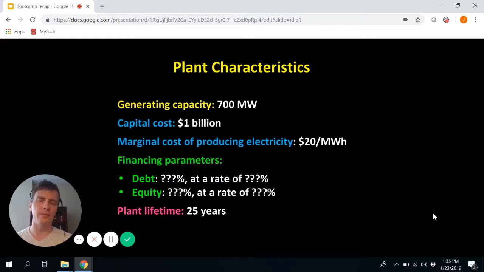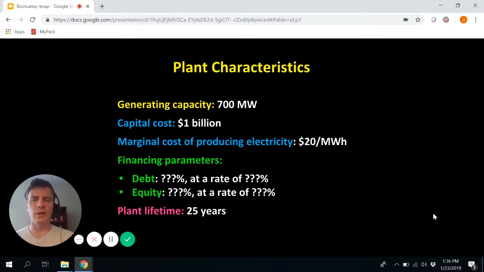We talked about in lecture 2, when we talked about basic accounting and project finance, that money can come from a couple different places when a utility wants to build a new power plant. It can come from debt. In other words, the utility could sell bonds in order to make money, and that debt would have to be paid back over a long period of time with interest, or it could use equity. In other words, it could borrow money from shareholders. And so the plant lifetime is going to be 25 years.